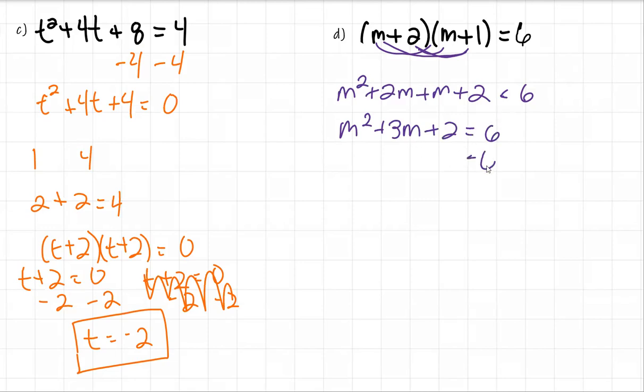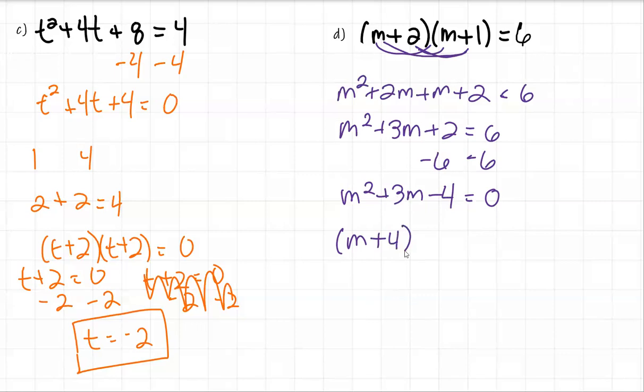Now I can subtract the 6 over, and now this looks a lot like part C. m squared plus 3m minus 4 equals 0. All right, two numbers that multiply to -4 but add up to +3. I'm going to skip ahead and tell you that those two numbers are +4 and -1, and I want you to make sure that you know why that's true.